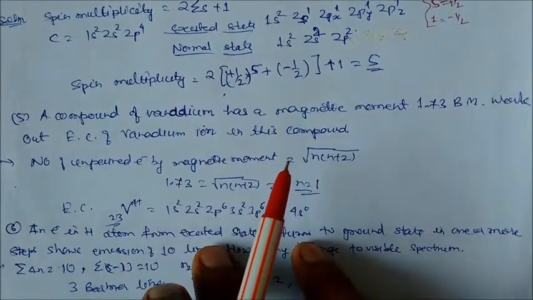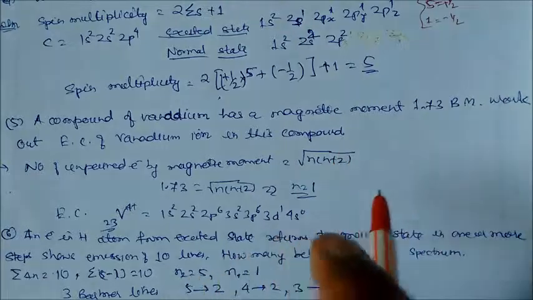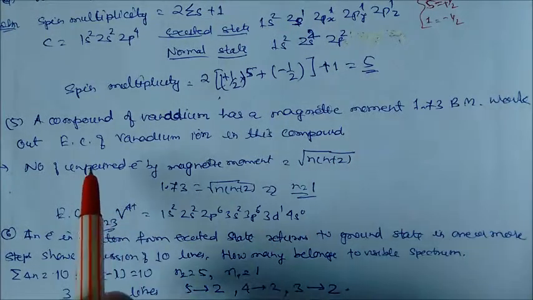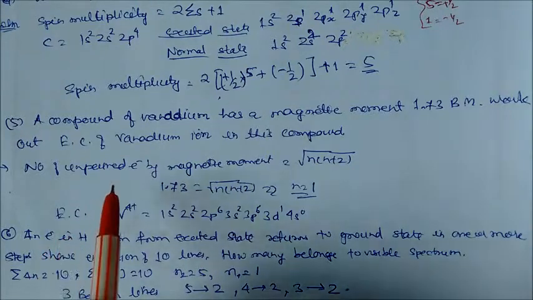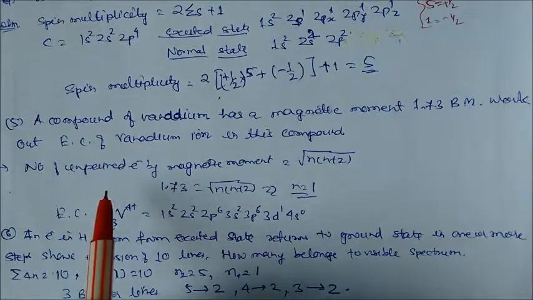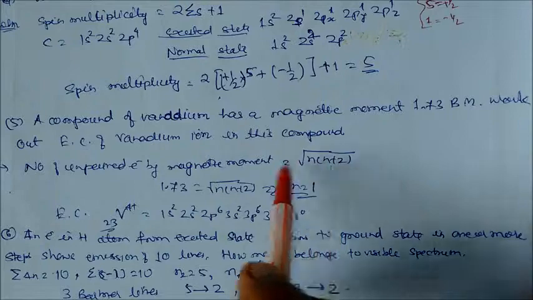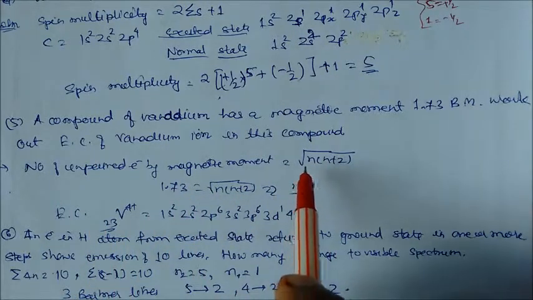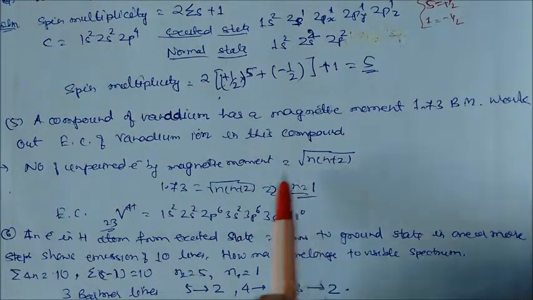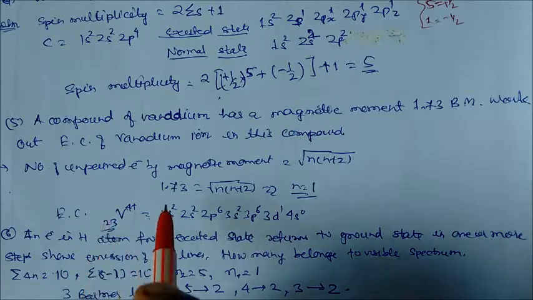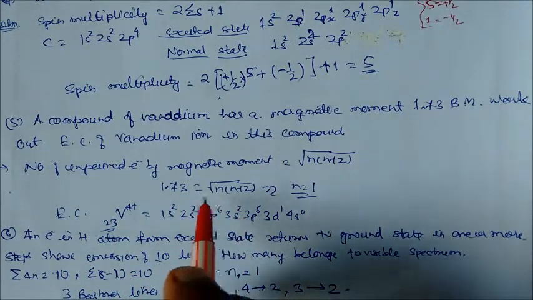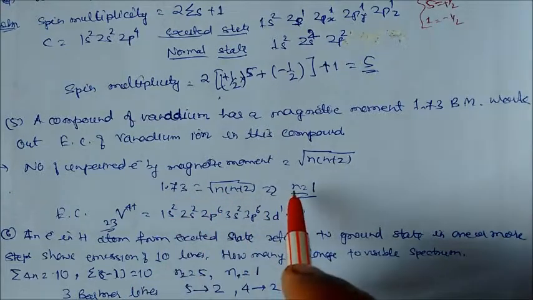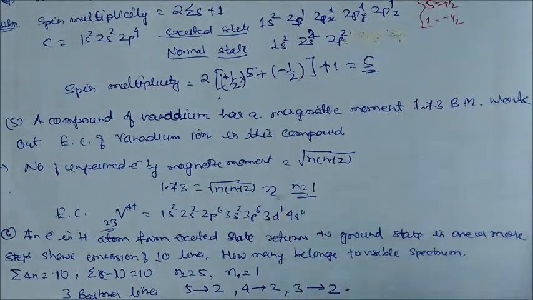A compound of vanadium has a magnetic moment 1.73 Bohr magneton. So work out the electronic configuration of vanadium ion in this compound. So we have to find first the number of unpaired electrons. So here we have 1.73 equals square root of n into n plus 2. So 1.73 is nothing but root 3. So n into n plus 2 will be 3. So on solving we will get n equal to 1.